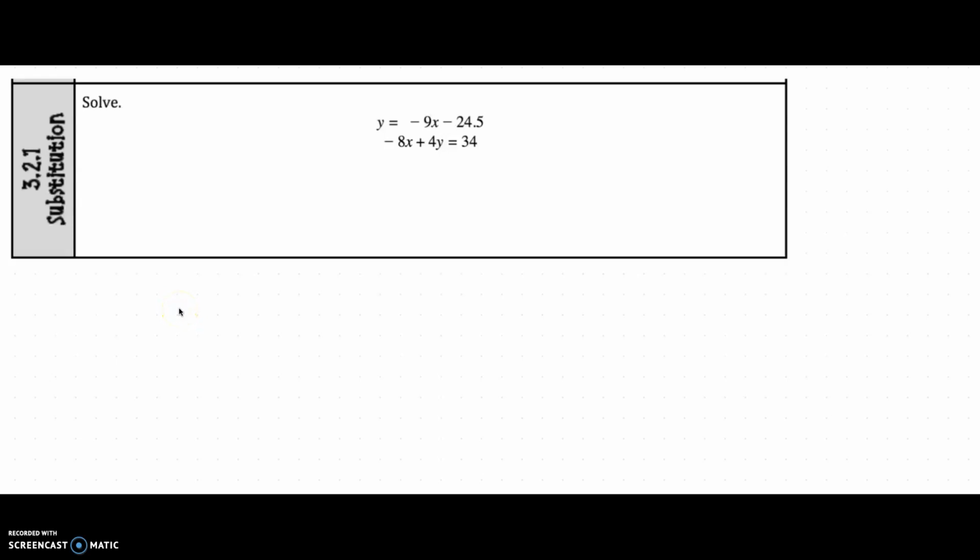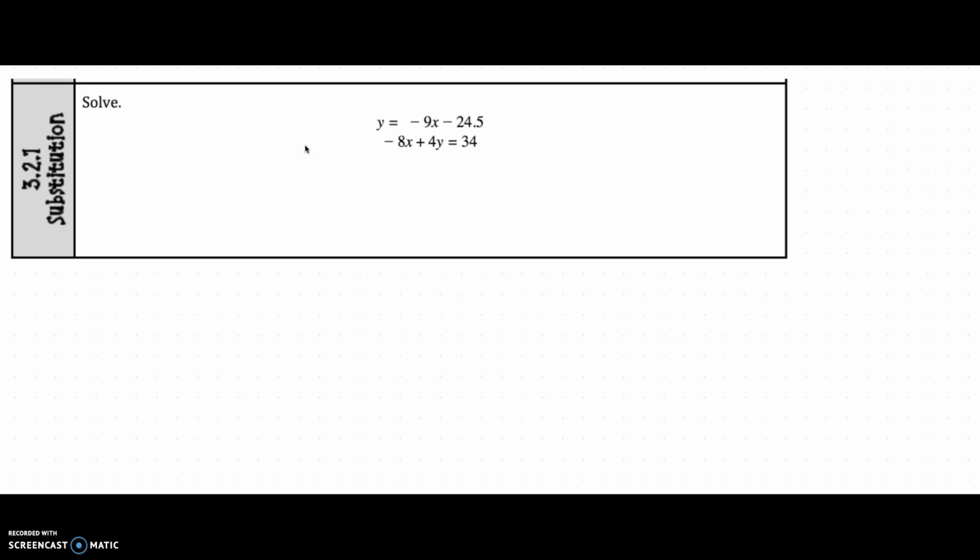This video is going to go through 3.2.1, the substitution problem. So this simply says solve. We are given a system of equations. And for this, we want to look at a couple things. So we always have a couple choices. One of our choices is going to be substitution.